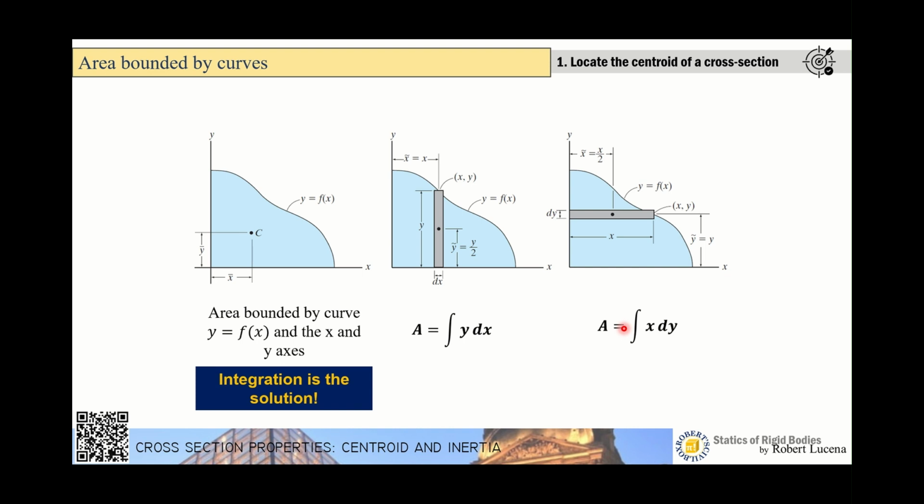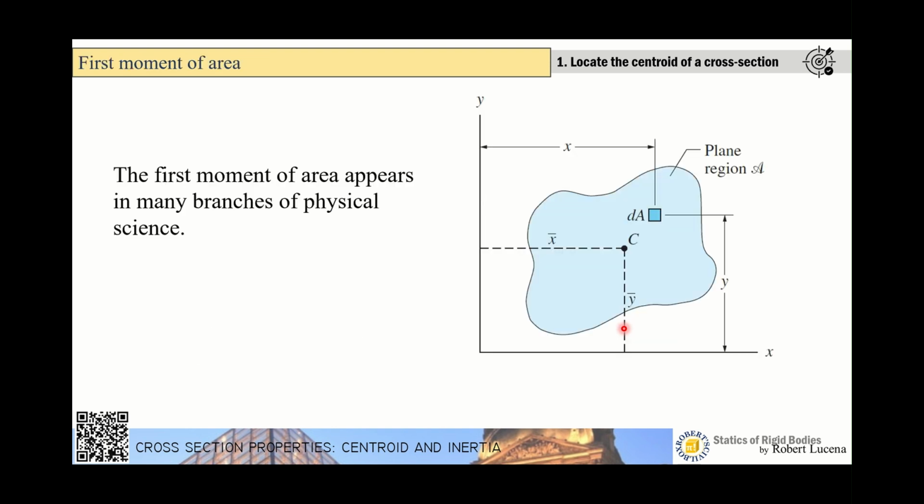So in the process of getting the centroid, we will be using integration. The first moment of area will be discussed in this part. Recall that in forces, the force has a tendency to rotate an object. That is a moment. So moment is a function of the force vector and the distance. In scalar analysis, moment is simply defined as force times distance.